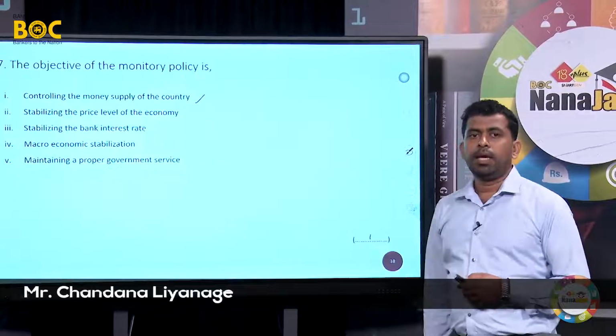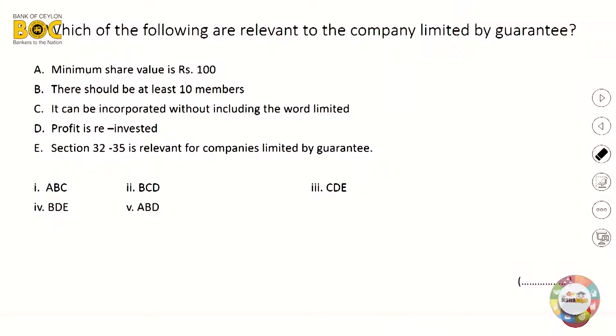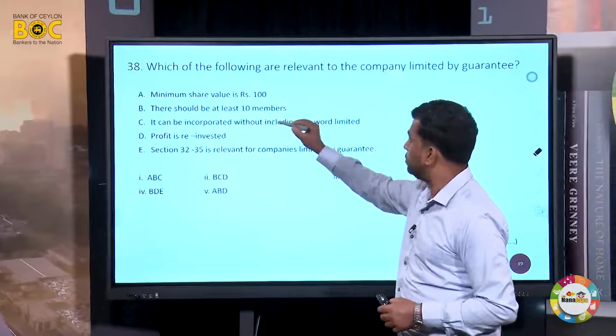Question number 38. Which of the following are relevant to the company limited by guarantee? Minimum share value is 100 rupees. A company limited by guarantee doesn't issue shares, so we have to exclude this one.